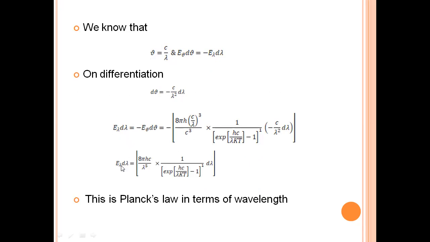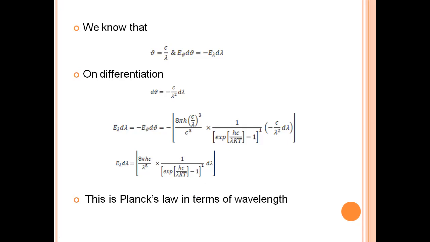Now just replacing all the frequency terms with the wavelength terms in the above expression, we can change the expression as E lambda d lambda is equal to 8 pi hc by lambda power 5 into 1 by exponential hc by lambda kT minus 1 d lambda, which is nothing but Planck's law in terms of wavelength. Now from this Planck's law, we can derive two more formulas.